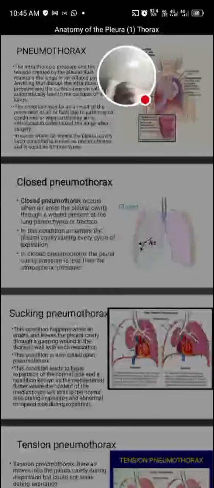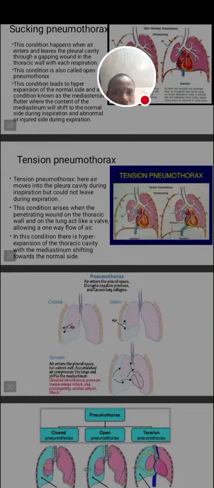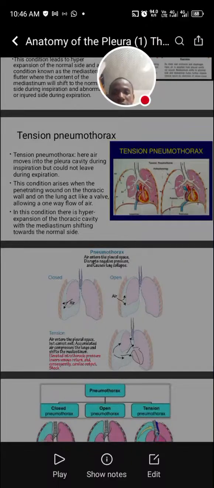Now, this one, what's tension? Air moved into the pleural cavity during inspiration, but could not leave during expiration. This condition arises when the penetrating wound on the thoracic wall and on the lung acts like a valve, allowing one-way flow of air. In this condition, there is hyper-expansion of the thoracic cavity with the mediastinal shifting towards the normal side.